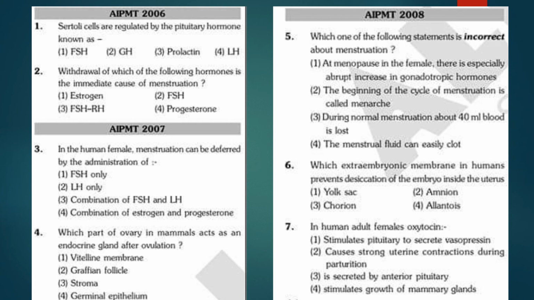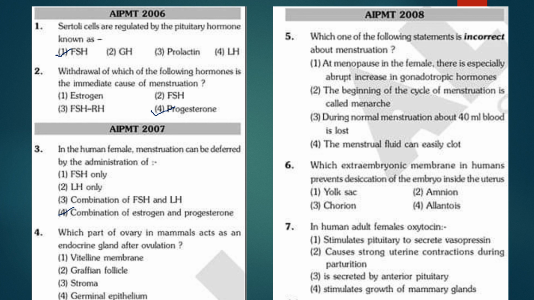And now coming to the Sertoli cells. The Sertoli cells are regulated by the pituitary hormone known as FSH. FSH is taking the control of Sertoli cells and they are helpful in spermatogenesis. Withdrawal of which of the following hormones is the immediate cause of menstruation? So here it is progesterone. If there is no progesterone, there will be menstruation. In human female, menstruation can be deferred by the administration of a combination of estrogen and progesterone. These are the best widely used contraceptives.